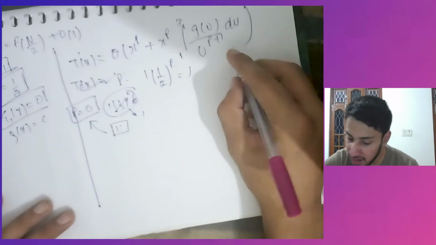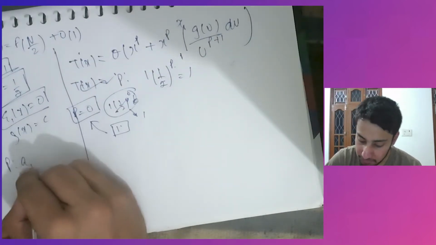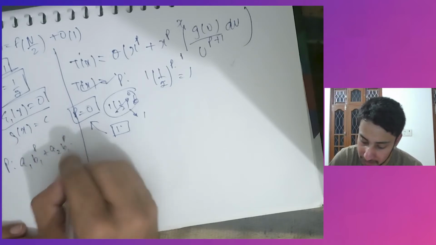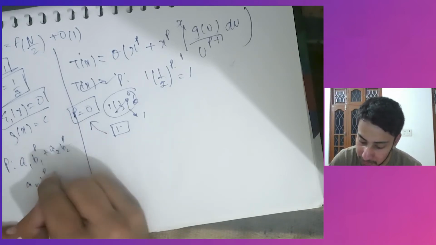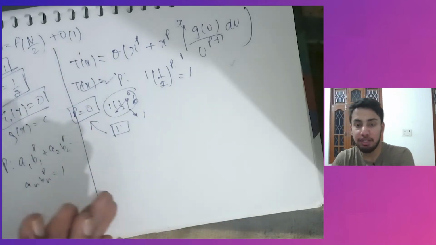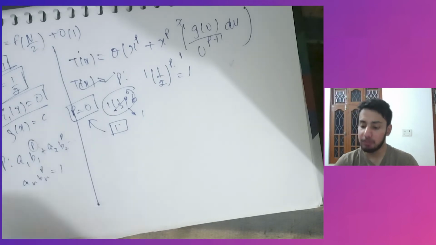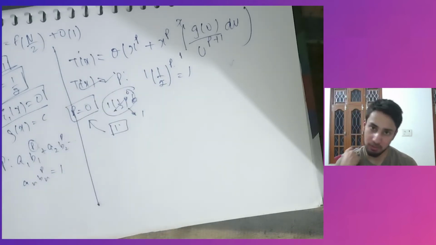Okay, this is the thing. p is basically, as mentioned earlier, a1 into b1 to the power p plus a2 into b2 to the power p, and so on up to an into bn to the power p, equal to 1. The sum should give me 1. Here we have to find the value of p, so here I found that the value of p is 0. Got it?